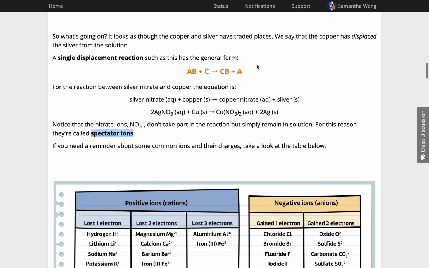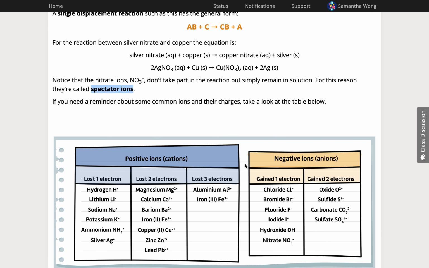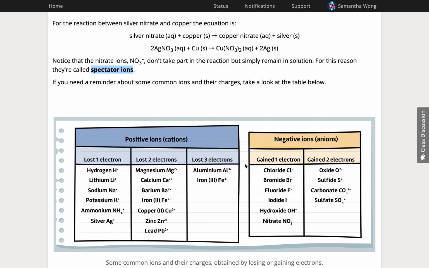Down below here, we can see that there is a table. There are two tables of some common ions and their charges. So let's first look at our positive ions, also known as our cations. Cations being positively charged means they are ions with a positive charge.